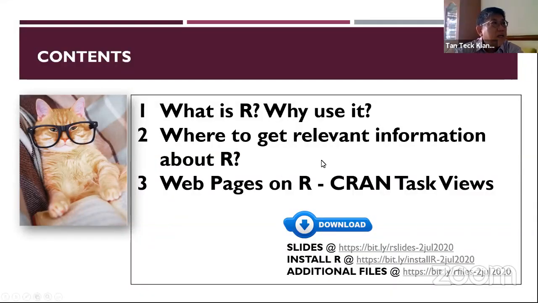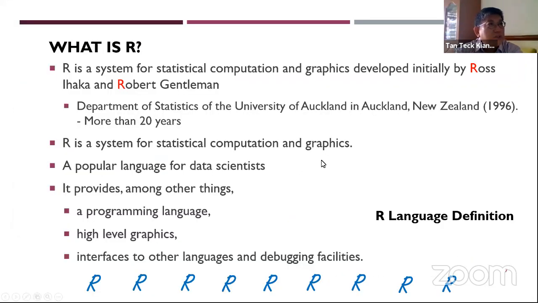Workshop. Yeah, and so to start with, what is R? R is a system for statistical computation and also graphics. It was initiated by two people, with their names starting with R. That's why it's called R. These two academics are actually from the Department of Statistics at the University of Auckland in New Zealand. They started in 1996, so it's about 20 years ago.